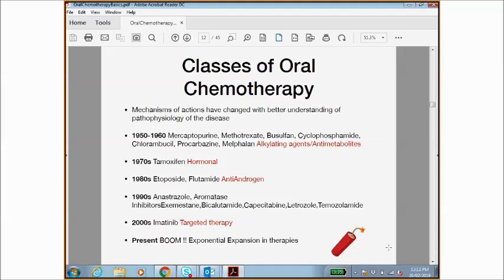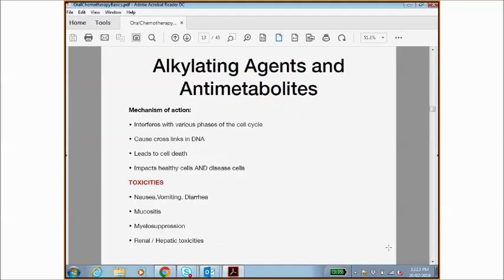And then in the 2000s is when targeted therapy started to become available, and there's been a boom since the targeted therapies came around. But we still use a wide variety of all the different agents, just that the targeted therapy is becoming more and more common.